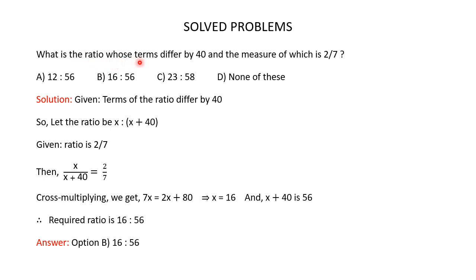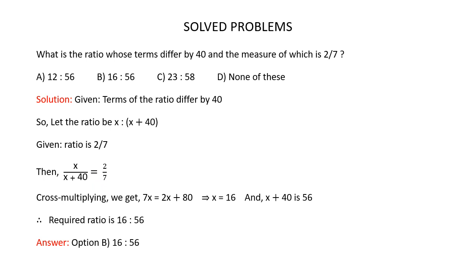What is the ratio whose terms differ by 40 and the measure of which is 2 by 7? You are given four options and you have to find out which of these options is the correct one. Now it's given that the terms of the ratio differ by 40. So the two terms will be x and x plus 40. So the ratio of these two terms will be x is to x plus 40. It's also given that the measure of the ratio is 2 by 7. This means that x divided by x plus 40 is equal to 2 divided by 7.